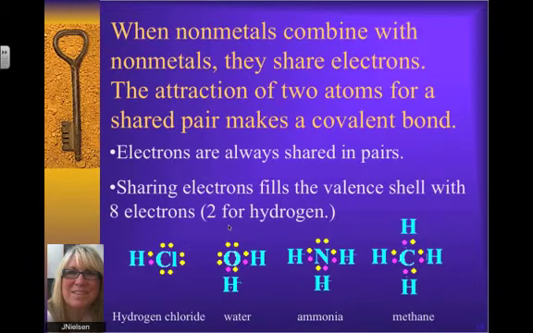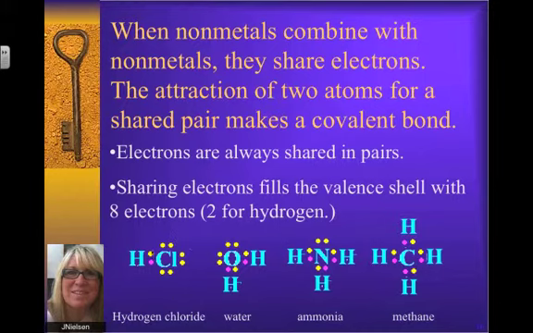Nonmetals combine with nonmetals. They share electrons. The attraction of 2 atoms for a shared pair makes a covalent bond. Remember, electrons are always shared in pairs, and we always want to achieve 8, except for hydrogen, who only wants 2. So when you look at hydrogen chloride here, or hydrochloric acid is its other name, you can see that chlorine has 7, H has 1, nice little sharing. Chlorine has 8, hydrogen has 2.